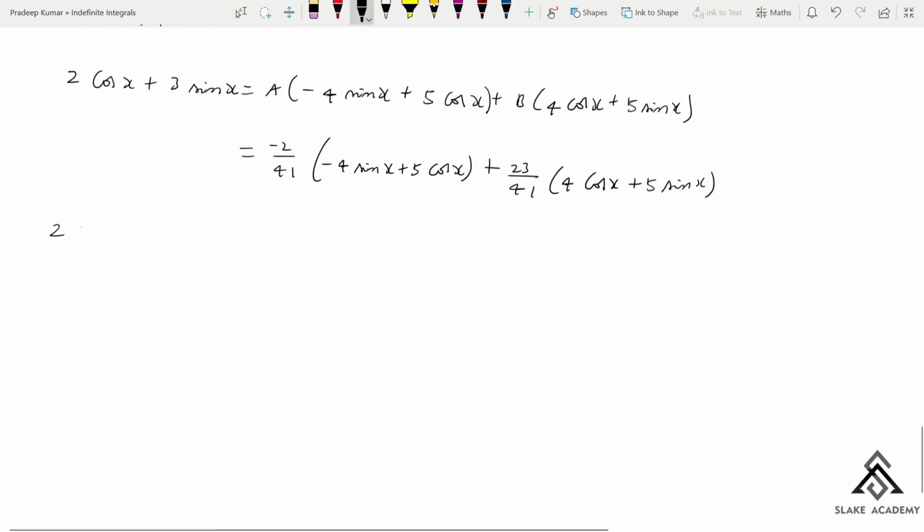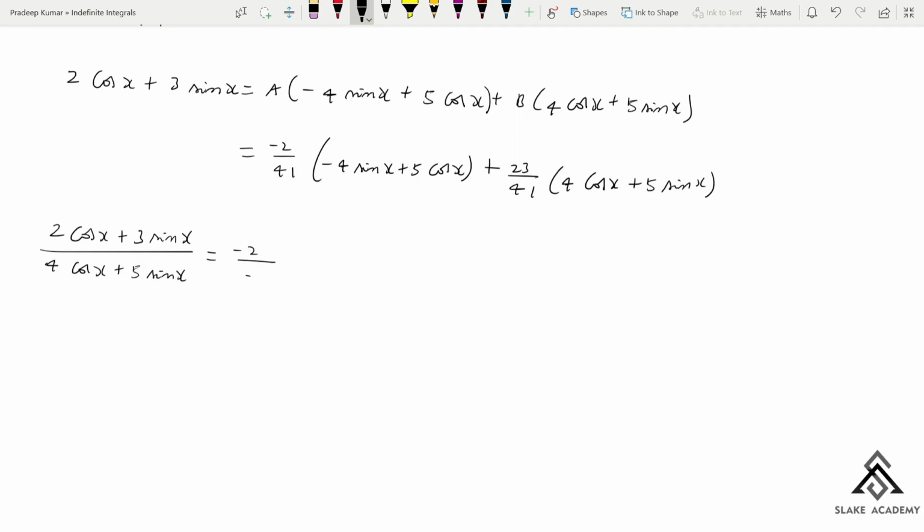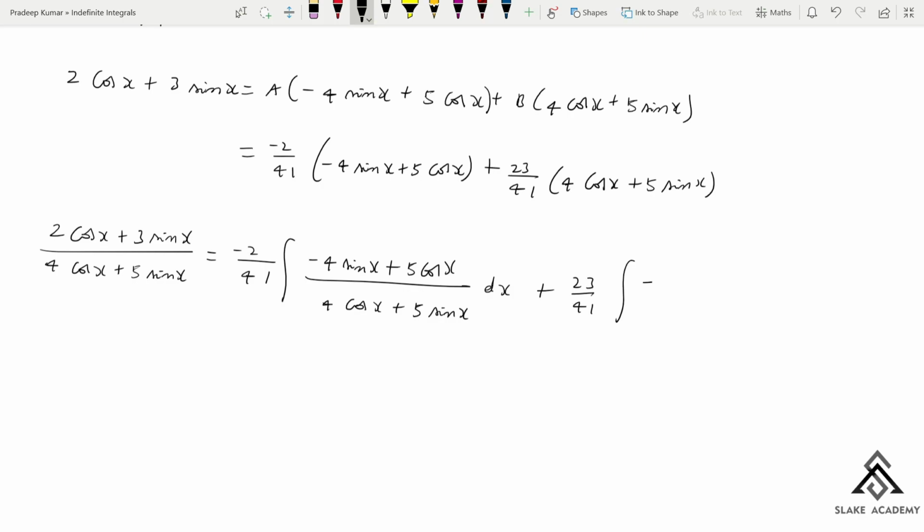So I can write 2 cos x plus 3 sin x divided by 4 cos x plus 5 sin x, that is equal to minus 2 by 41 integration of minus 4 sin x plus 5 cos x by 4 cos x plus 5 sin x dx, plus 23 by 41 integration of 4 cos x plus 5 sin x by 4 cos x plus 5 sin x dx.